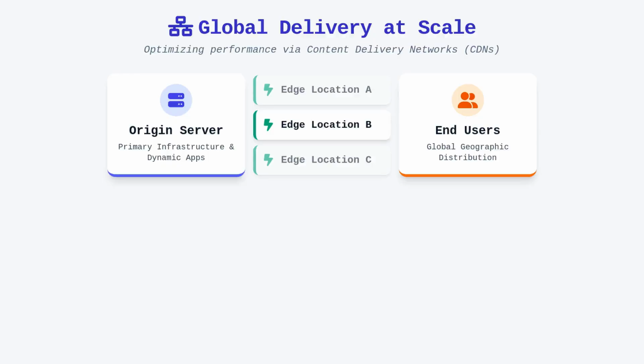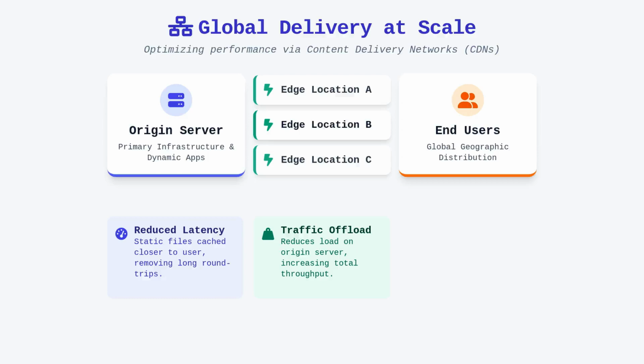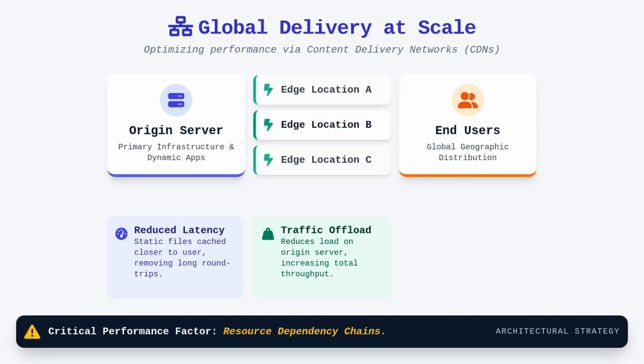This setup does more than improve user experience. It offloads a substantial amount of traffic from your primary service infrastructure, thereby improving the overall throughput capacity for your dynamic enterprise applications. When we consider the interconnected nature of these services, it becomes clear that resource dependencies are a major factor in performance bottlenecks.